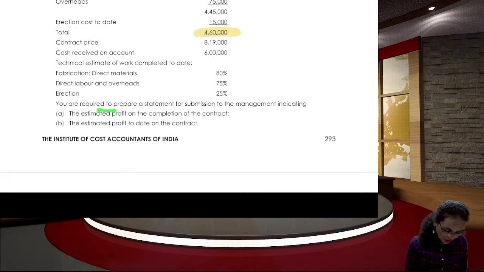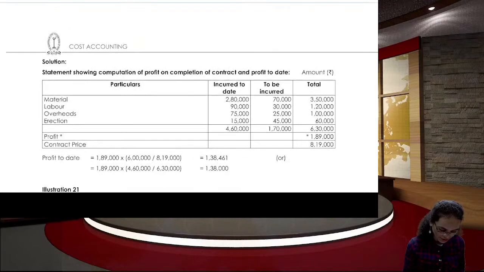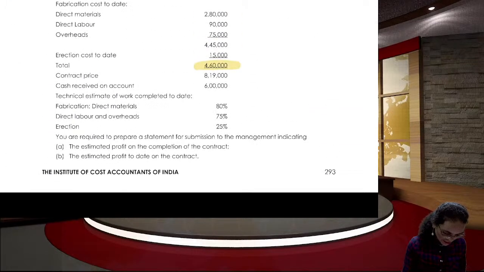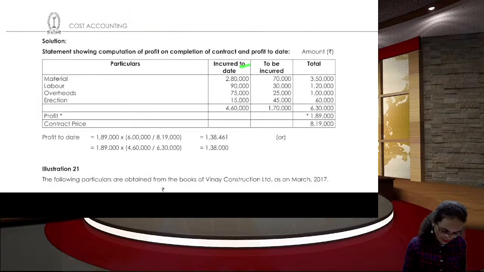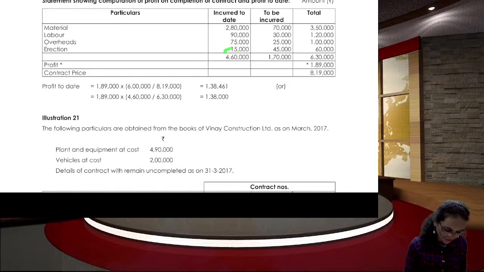You are required to prepare a statement for submission to the management indicating the estimated profit on the completion of the contract and the estimated profit to the date on the contract. So, two things you need to find out. Come back here. Incurred till date: material 2,80,000, labor 90,000, overhead 75,000, and erection 15,000, as of now we have incurred.